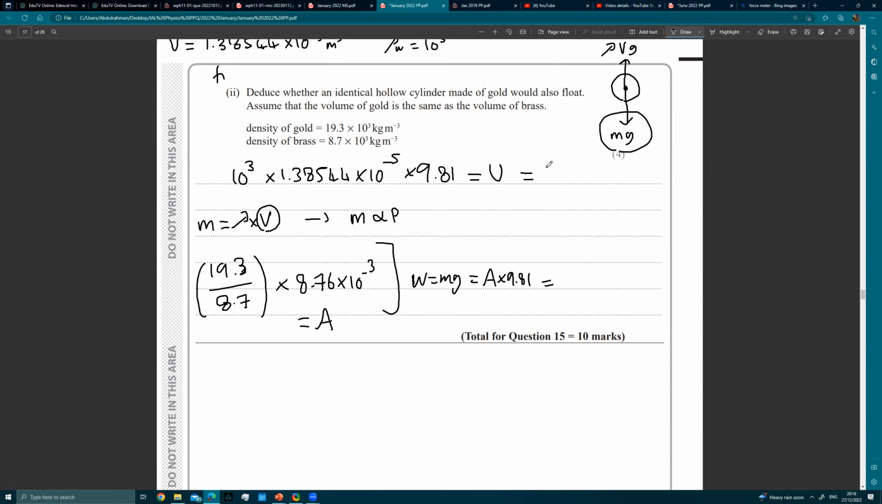Anyone? Sir, I'm getting 0.135911664. Okay, newtons. Okay, that's our upthrust. What about the weight of the gold cylinder? Which is 19.3 over 8.7 times 8.76 times 10 to the minus 3, then times 9.81.